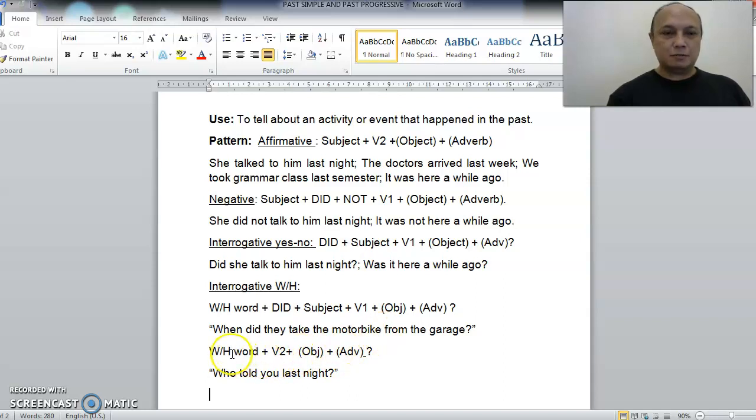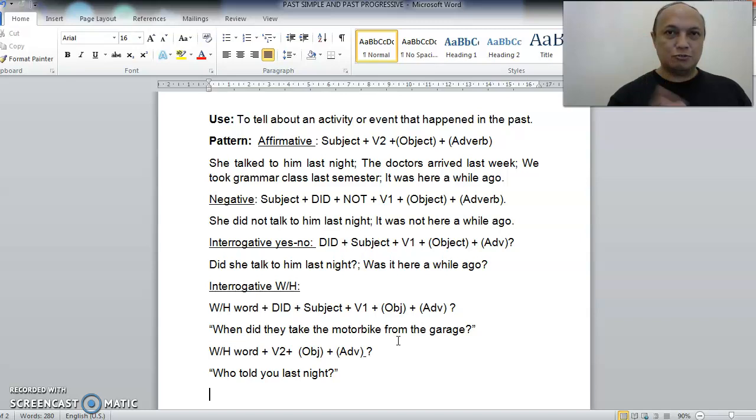Also, there's another pattern with the subject being the thing that is being asked. The pattern is like this. You have WH word plus verb 2 plus object plus adverb. For example, who told you last night? Now the question here is about the subject, and that's why you have this pattern. You have the WH word, and you have told, verb 2. Notice that this is verb 2. Then you have last night as the adverb of time. Okay, that is the past simple.